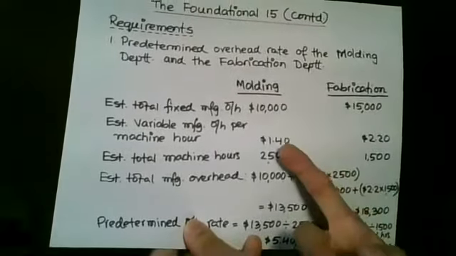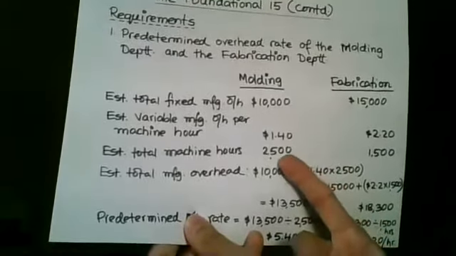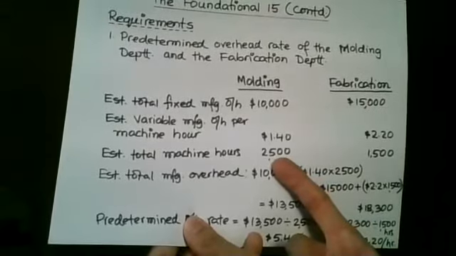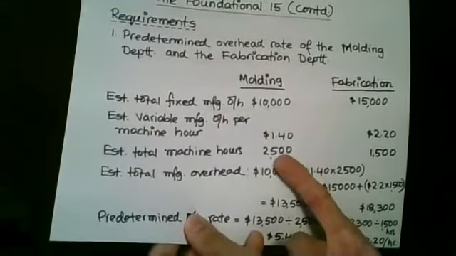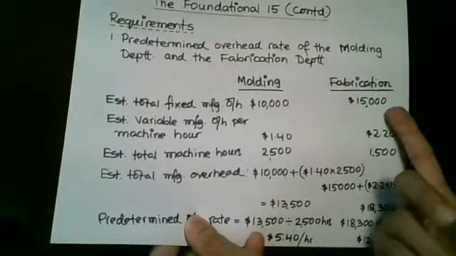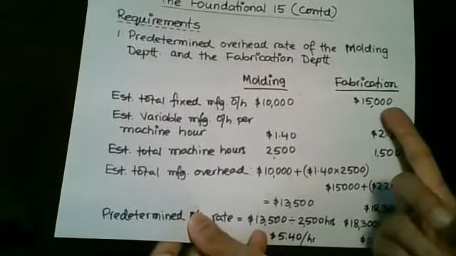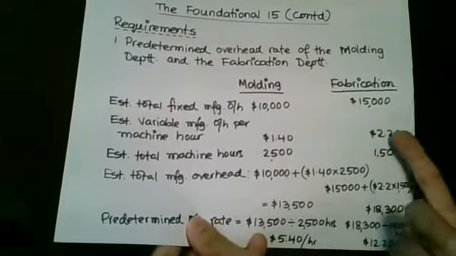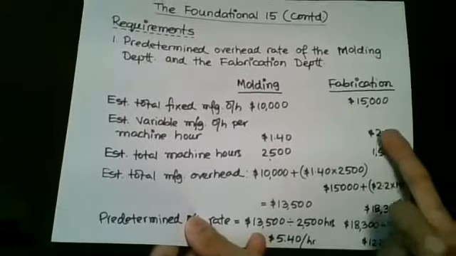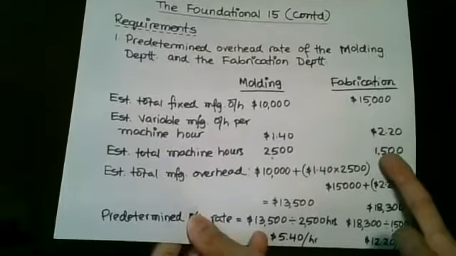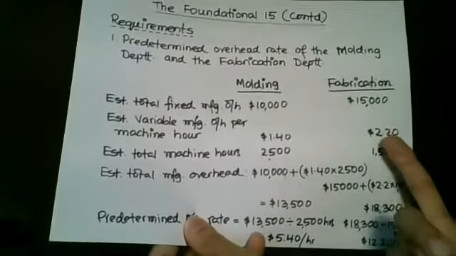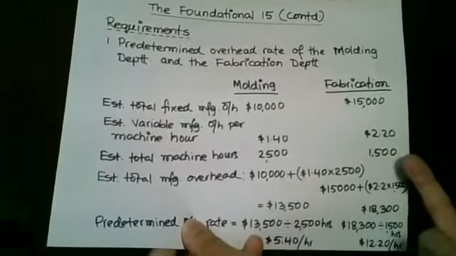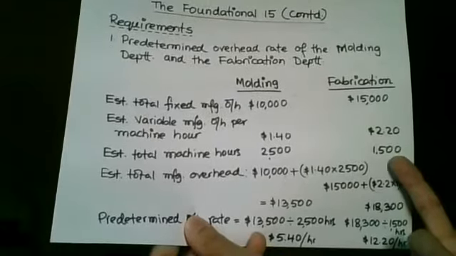That's the variable overhead rate, $1.40, and we're going to multiply it by 2,500 because that's the estimated number of hours that are going to work in the molding department. And then we have $15,000 of fixed manufacturing overhead in the fabrication department. It's going to be added to the variable rate times the hours. So this is the hourly rate in the fabrication department, $2.20, multiplied by 1,500 hours we're going to work there.